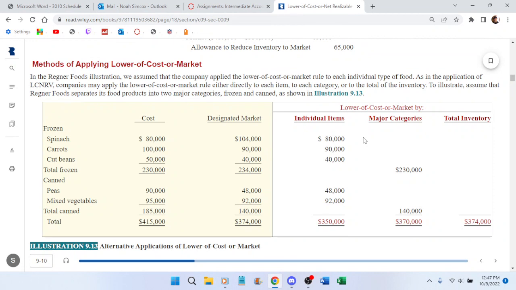Yay. This is why. This is intermediate accounting for you. This is what you do in intermediate accounting. Apparently.